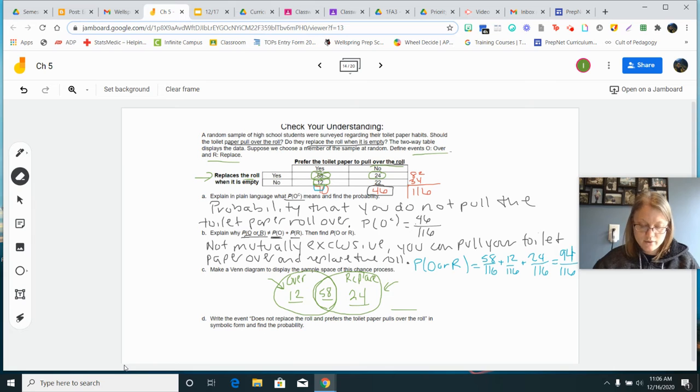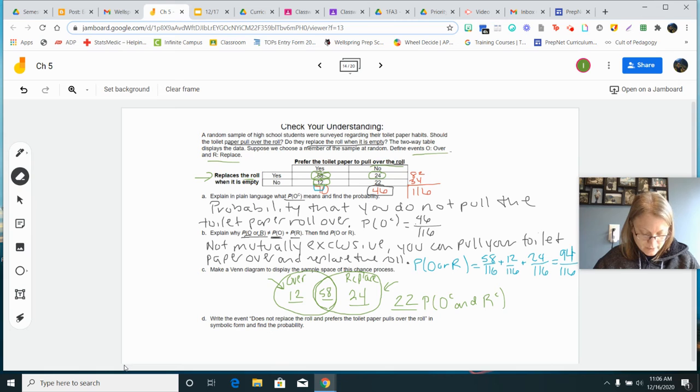But now there is a fourth option: you don't care about either one. You don't pull your toilet paper over and you don't replace the roll. You're just a heathen. So then the outside is those other 22 people that are the complements of your two events. They don't fit into either circle or the middle. They don't do anything you're interested in, so they go to the outside. So that's kind of how you can fit that information there.